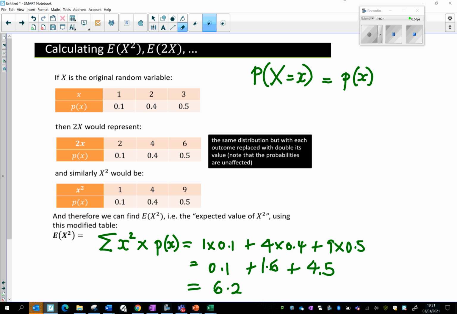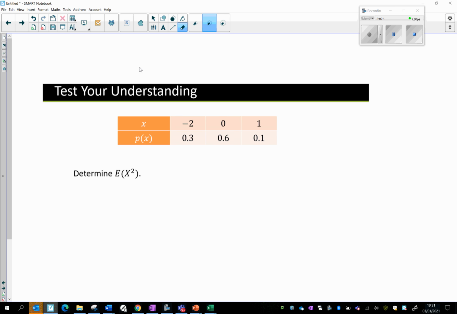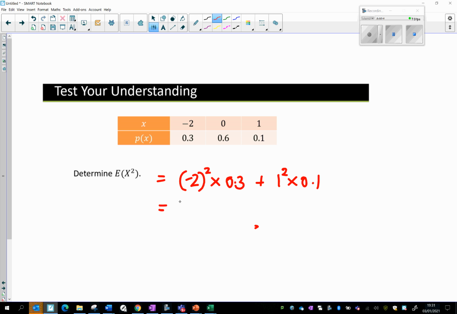Just to check that you've understood that, I've got one more little example. Let's say we've got this probability distribution table with values of x. If we want to calculate the expected value of x squared, there's no need to actually do the table. All we need to do is -2 squared times 0.3 plus 0 squared times 0.6, which is just going to be 0, plus 1 squared times 0.1. That's 4 times 0.3, which is 1.2, plus 0.1, and that comes out as 1.3.